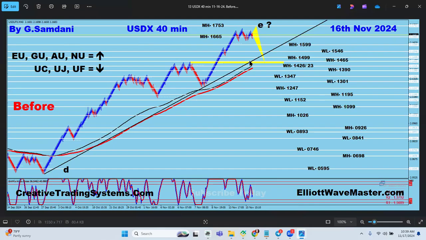So step by step. Right now we are here, and this is the area I'm talking about that we might bounce from, 1665. We were bouncing, right? And then we might go and touch the 1753 and then start to drop. All right, so time will tell what we are going to do. So this is what it is.